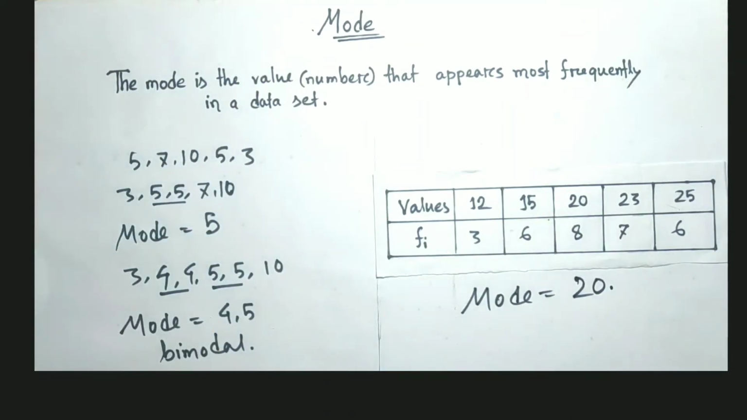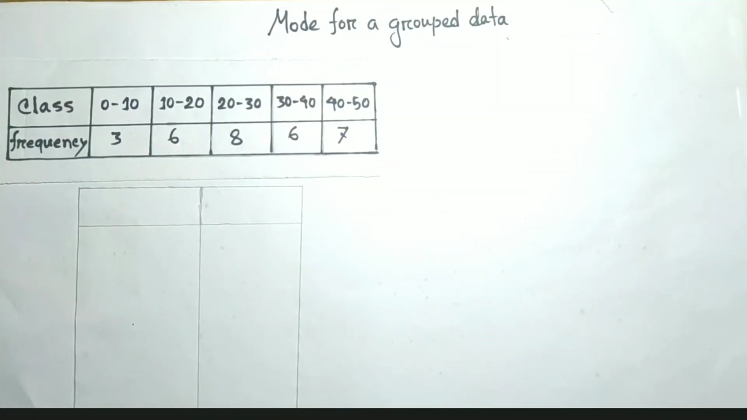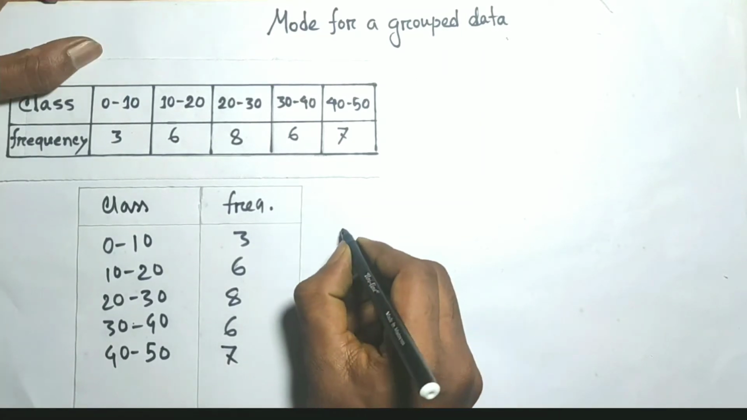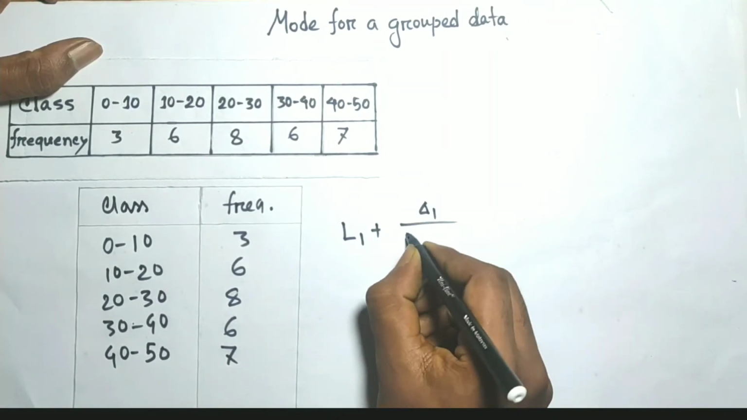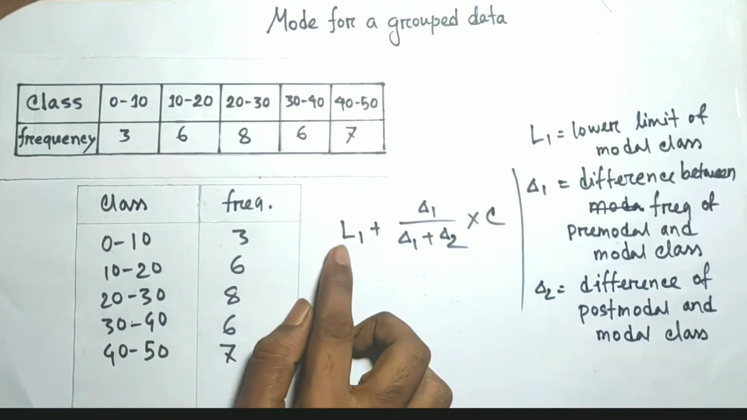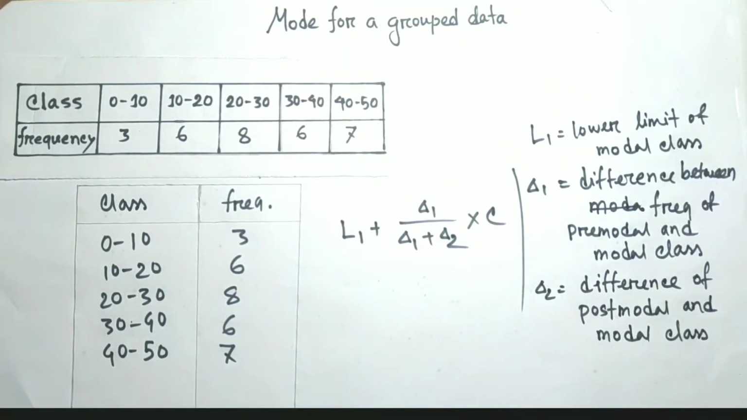And let's talk about the mode for grouped data. Here we can see a continuous series or grouped data. To find out the mode for this grouped data, we just have to construct a frequency distribution table for this continuous series. And here is the frequency distribution table. For finding out the mode for this grouped data, we just have to use a formula, that is L1 plus delta 1 divided by delta 1 plus delta 2, into C. Here L1 means the lower limit of the modal class, delta 1 means the difference between the frequency of the premodal class and the modal class, and delta 2 means the difference between the frequency of the postmodal class and the modal class.